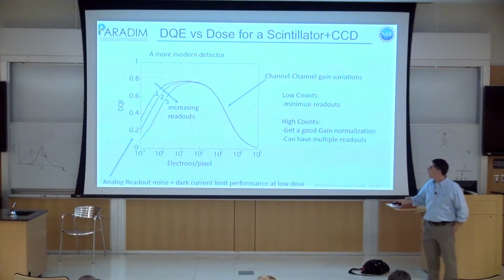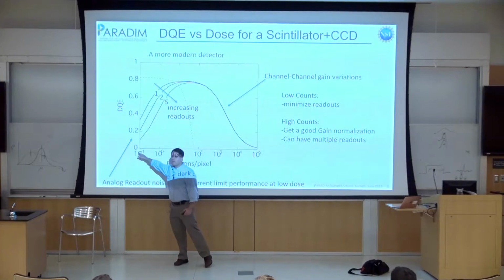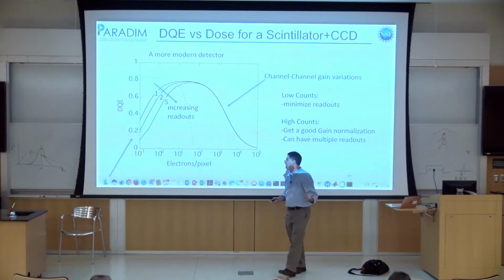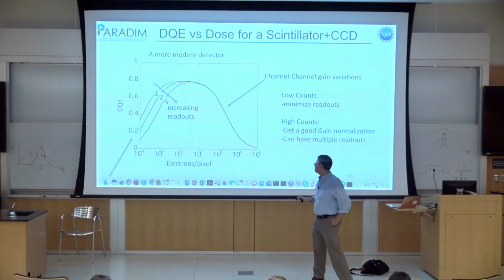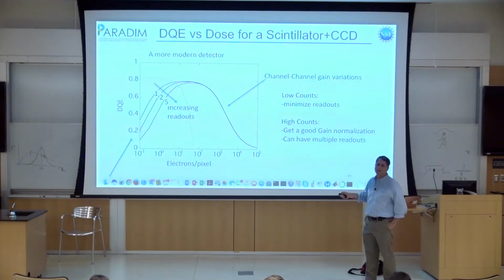It has single electron sensitivity, but it does add a lot of noise to the detector at very low count rates. This is a tenth of 1 electron every 10 pixels, which is not a lot of stuff. So at that point, the dark noise dominates. So it's not so good. But the detector works nicely when you've got 10 to 60,000 electrons per pixel.